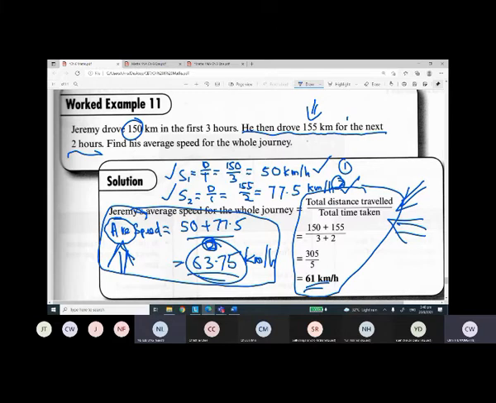Very strange, honestly, why they use this method. They should calculate separately, it's more accurate. Take the average speed of the first one plus the average speed of the second one, and then you divide by 2. That will be more accurate. So your answer is correct, 63.75. I actually recommend this.